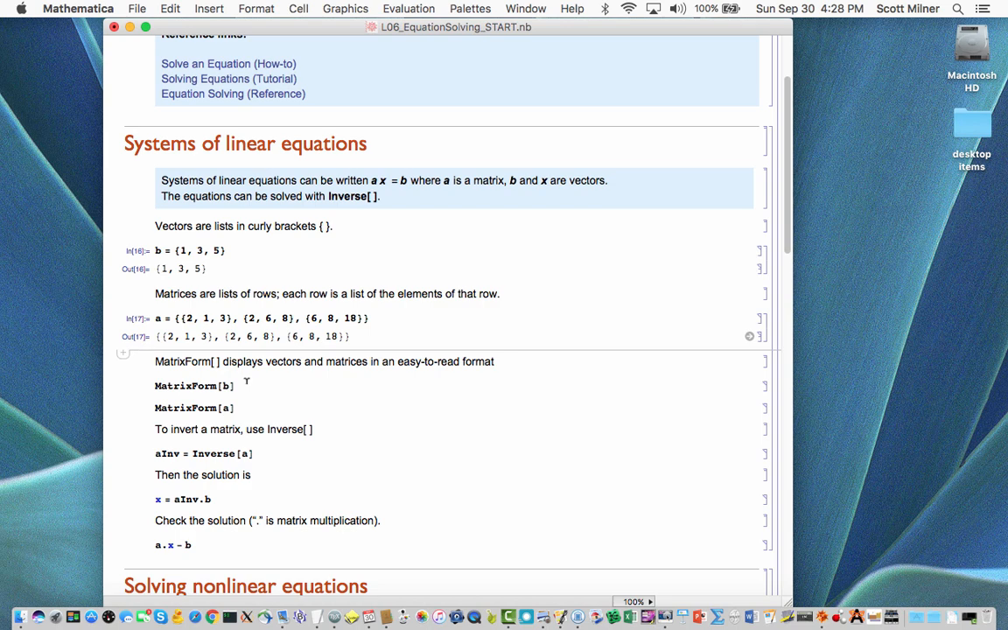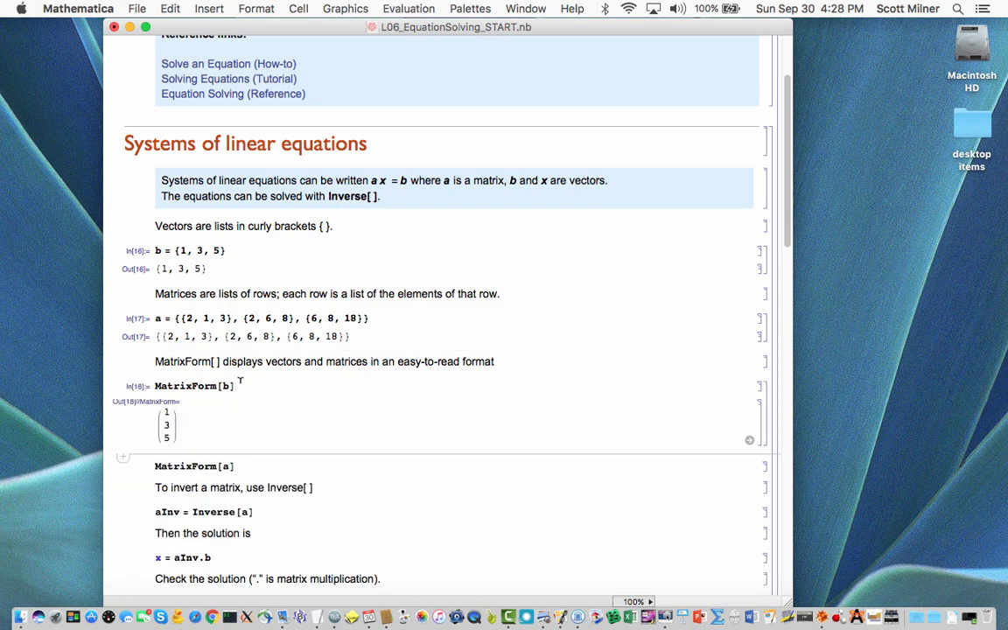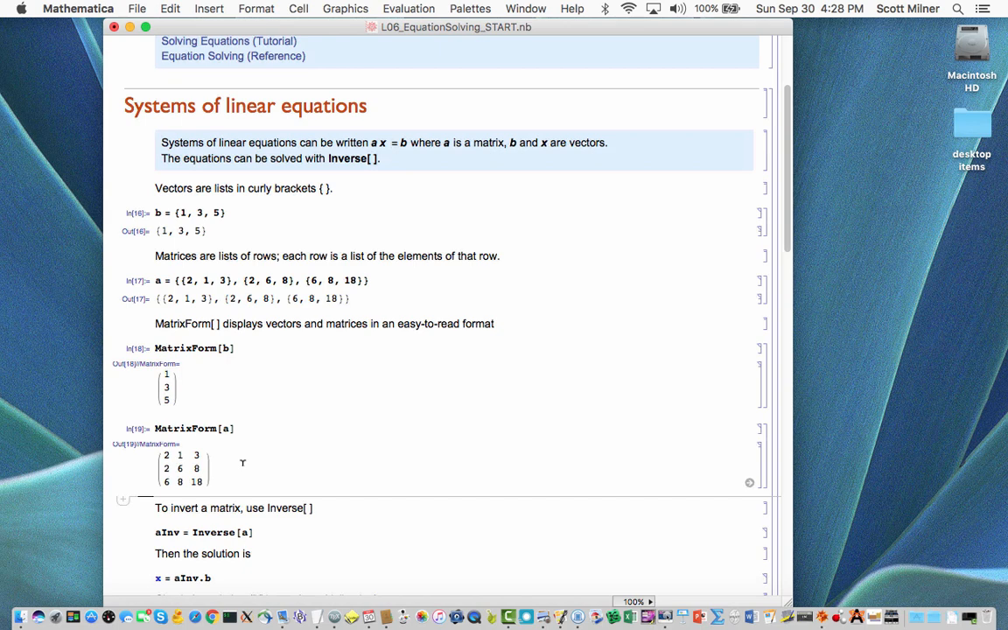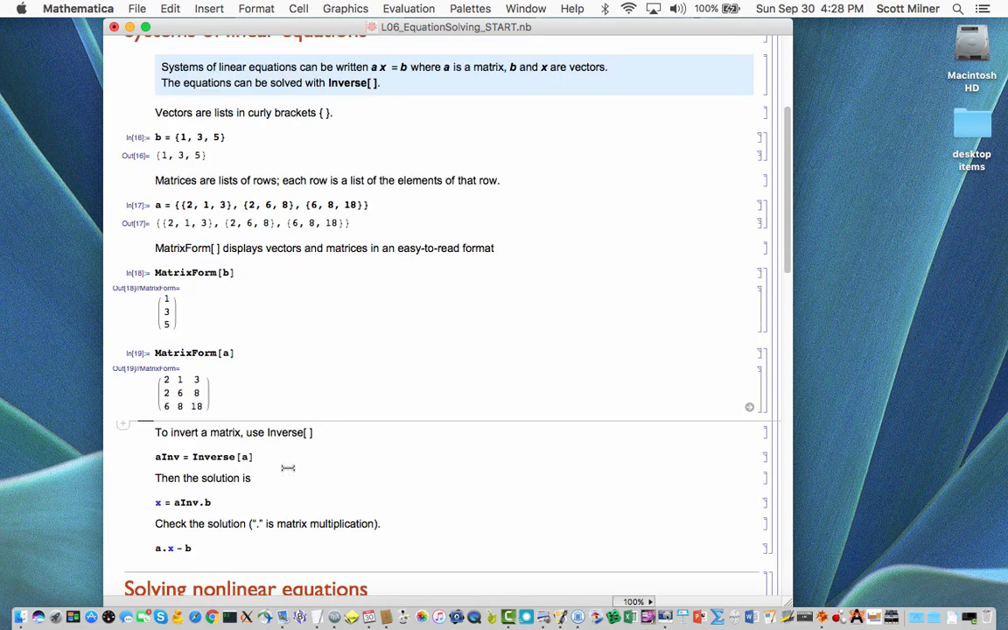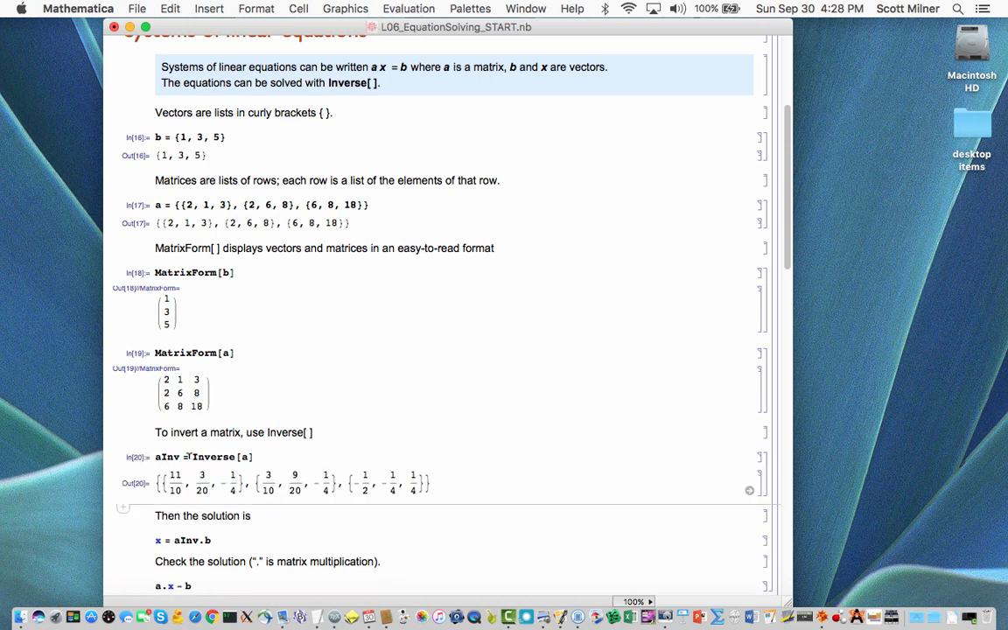The function MatrixForm is just a display function that makes it easier to see the structure of a vector or a matrix. MatrixForm of b displays it as a column vector, and MatrixForm of A in a little box of numbers. To access the inverse of a matrix, you use the function Inverse, and here I save the inverse of the matrix A in the variable a_inv.